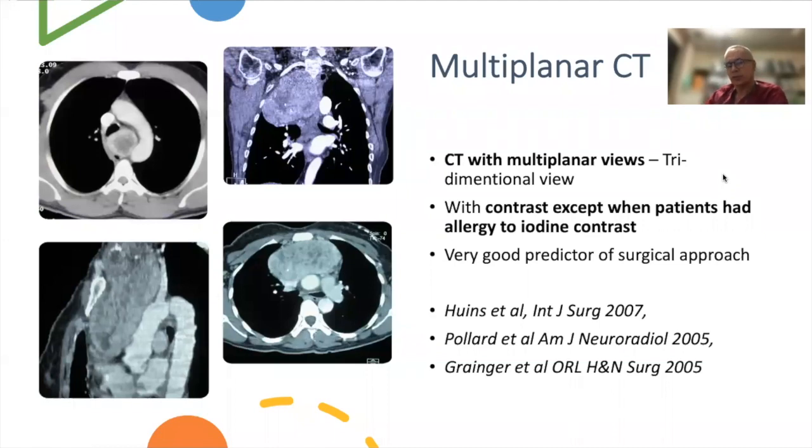In terms of surgical planning, we are going to use a multiplanar CT scan, and you can see here that this will give us a very good three-dimensional view. We will use contrast, except when there is an allergy to iodine contrast. This will give us not only a very good definition of the anatomy, but also a very good predictor of which approach we need to use for these patients.